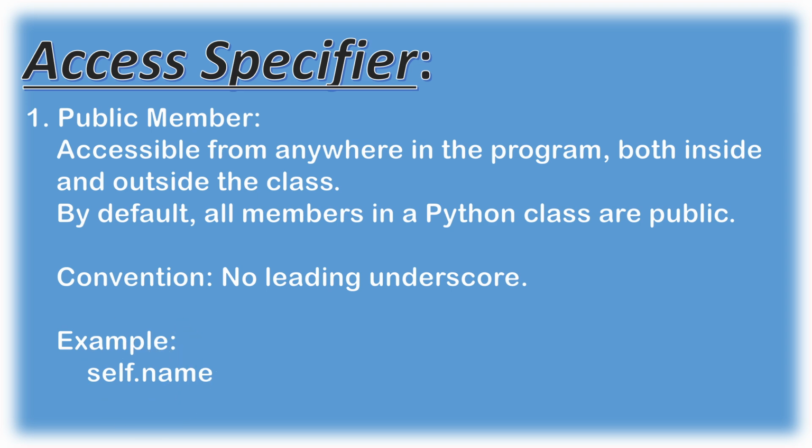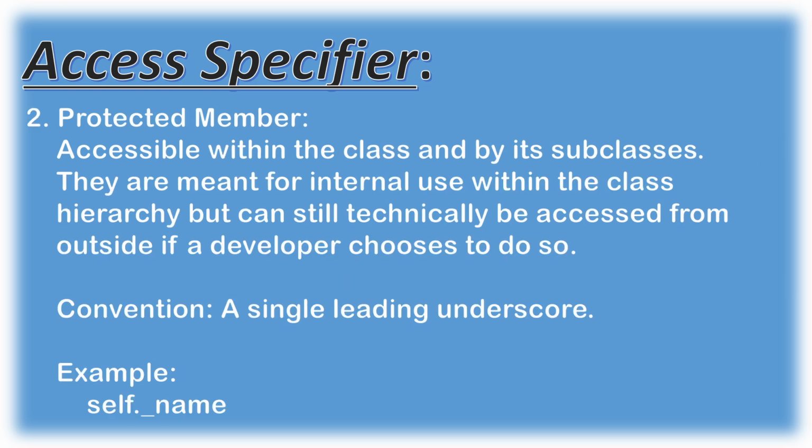Okay, so next is the protected member. It is accessible within the class and by its subclasses. They are meant for internal use within the class hierarchy, but it can still technically be accessed from outside if a developer chooses to do so. So the convention is a single underscore. As you can see in the example, it will be self._name.